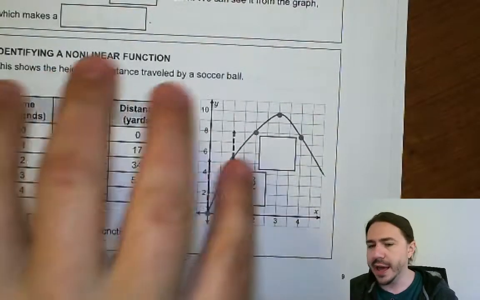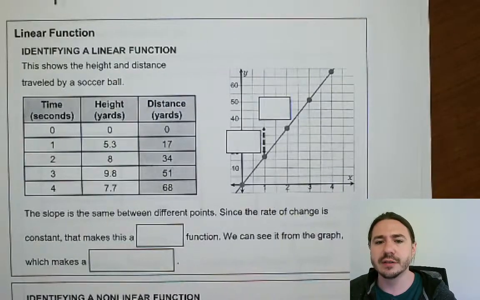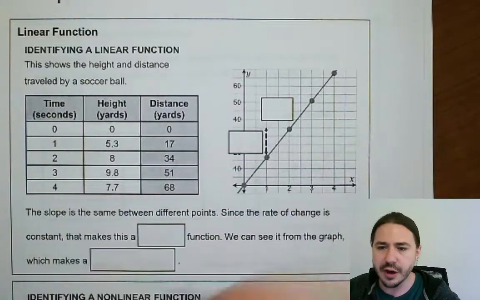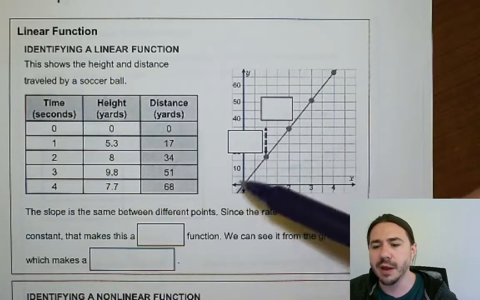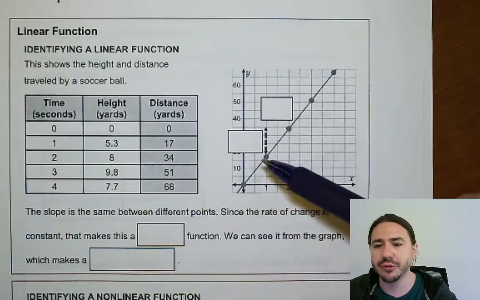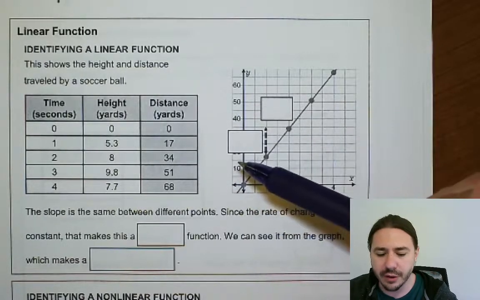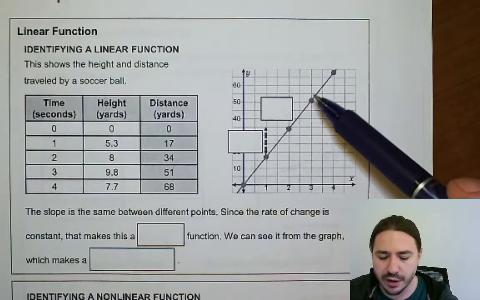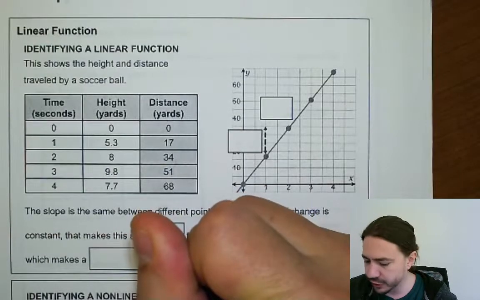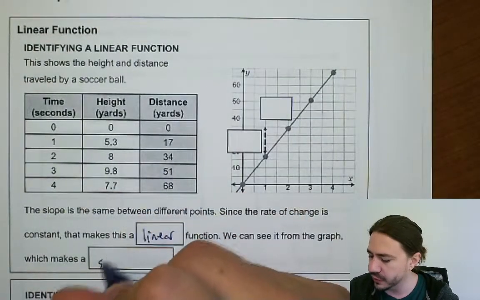So let's see if we got something like this. Is this linear or not? I don't even have to look at any of the values or anything. This is a straight line. You might want to double check just to make sure they're not trying to trick you, like if we got a weird scaling going on. But yeah, this is a line, so we could say right away, this is going to be a linear function, because it makes a straight line.